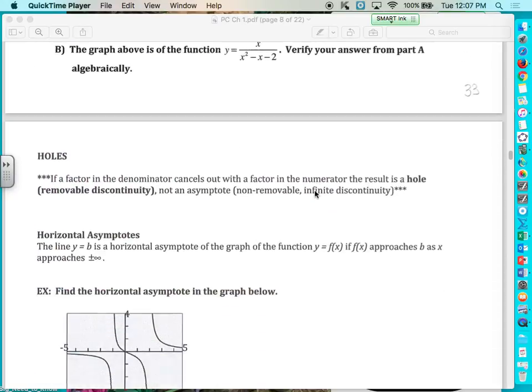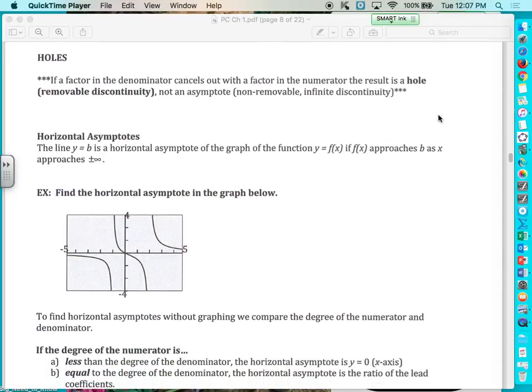To find vertical asymptotes, set the denominator equal to 0, see what x values you come up with. Before you find vertical asymptotes, you should find holes. And holes in the graph, we had a picture in the beginning part of the notes with that. A hole is just when a factor ends up canceling out, numerator and denominator. So you need to find these first.